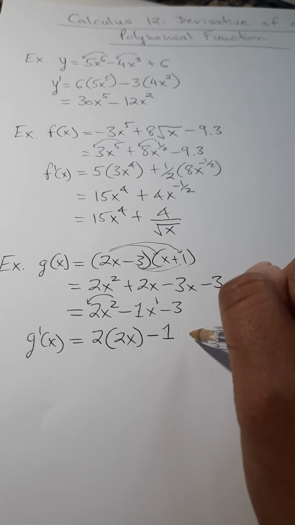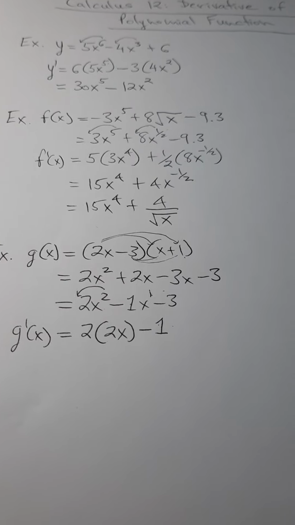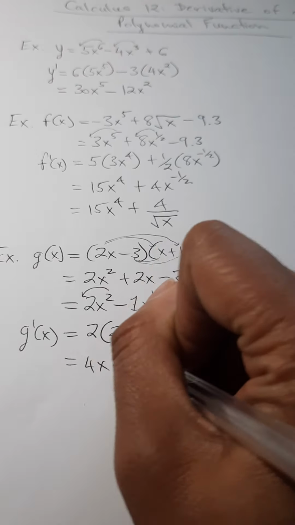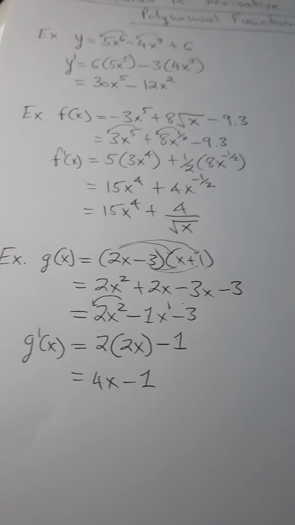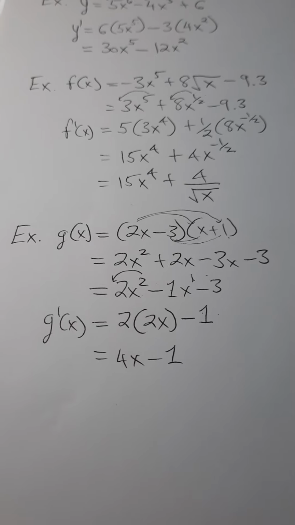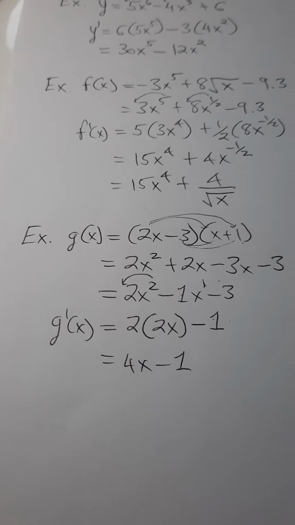Right? Negative 1x, 1 minus 1, which is 0. So for the x, it's actually gone here. So what we're actually left with is 4x minus 1. And that is the differentiated form. Here we're using the difference, the constant multiple, the power, and the constant rules.